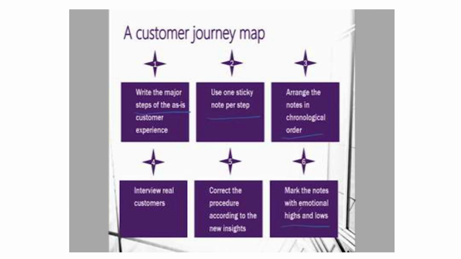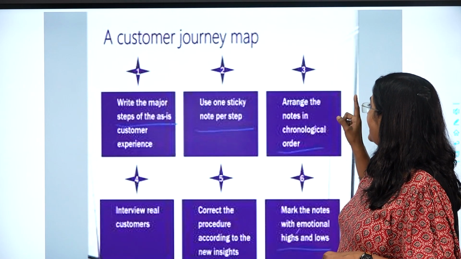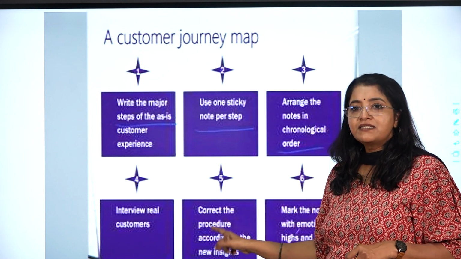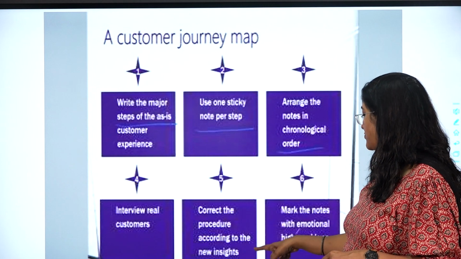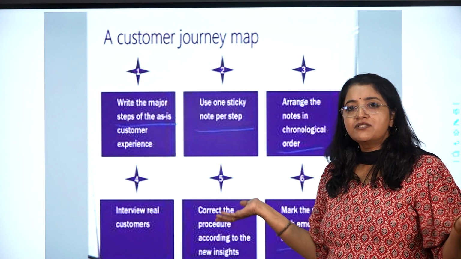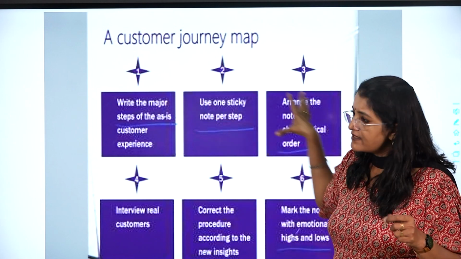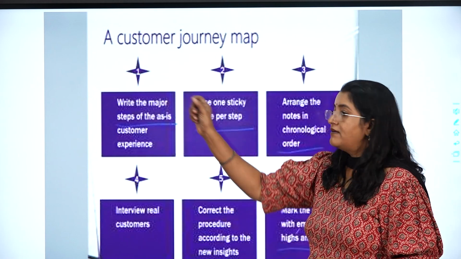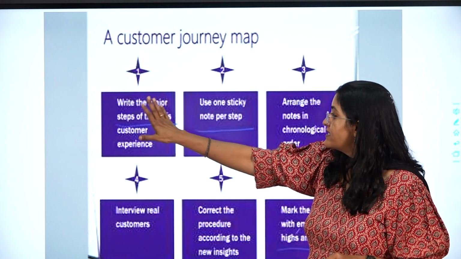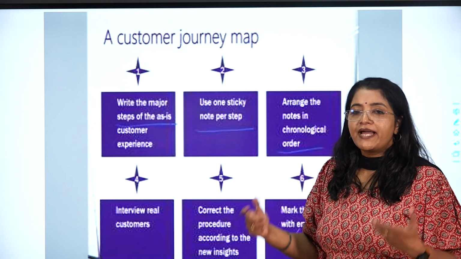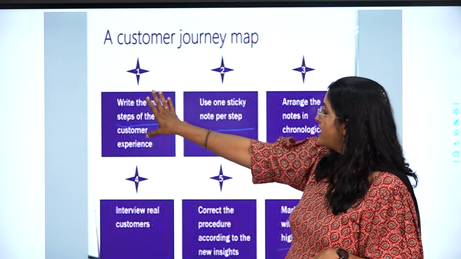Write the major steps of the customer experience. Use one sticky note per step. Arrange the notes in chronological order. Interview the real customers. Correct the procedure according to the new insights and mark the notes with emotional highs and lows. So this is what we do. So it is like this, the customer map appears like this. You can take a board, you can take sticky notes, and if you have a customer, start with the first step. So if it is a household which you are observing, and it is a homemaker you are observing, start with the first step.